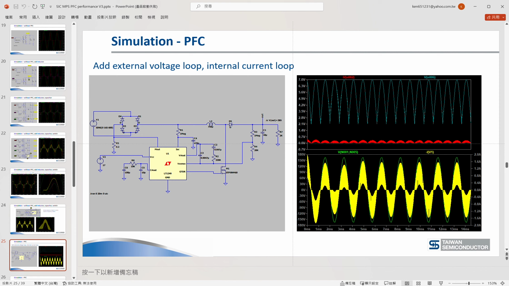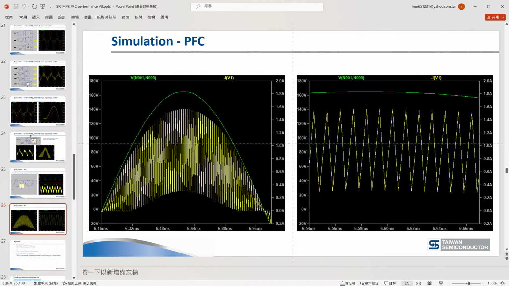So we add in the external voltage loop, we can sense out the voltage signals, and the internal current loop, we can sense out the inductor current signal like this. So we use a controller to control the PWM duty cycle to operate. We've got the input current waveform like this yellow line. This is a completely, very beautiful sinusoidal waveform, and the current and the voltage are in the same phase.